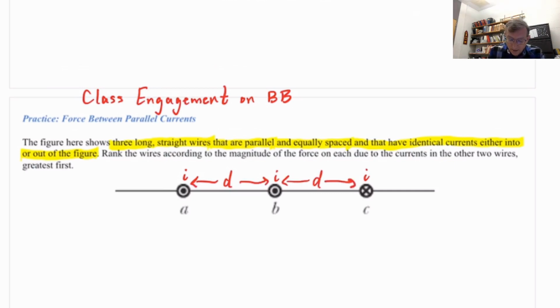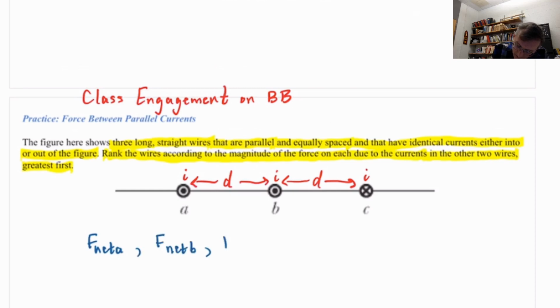All right, here's our task. Rank the wires according to the magnitude of the force on each due to the currents in the other two wires. Greatest first. So what you in essence have to do is find a symbolic expression for the net force on wire A, the net force on wire B, and the net force on wire C, given their locations there and the directions of their currents, and then rank them from largest to smallest. Don't do that too quickly. Use the results of what we've just been talking about for two parallel wires and just take them in pairs. Okay? But you've got to find an expression, there won't be numbers of course, for the net force on wire A, the net force on wire B, and the net force on wire C, magnetic force.